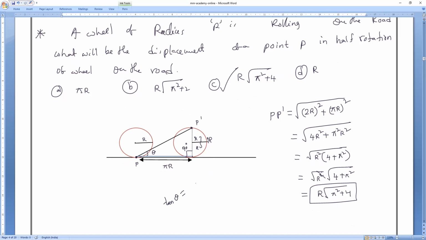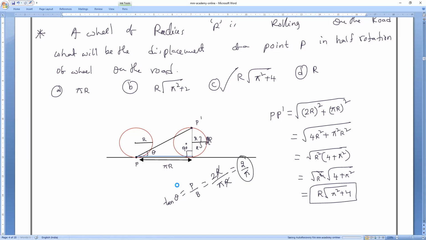What does tan theta mean, guys? Perpendicular divided by base, that is the adjacent side. So how much is the perpendicular side? Perpendicular side is 2R, divided by the base, which is pi R. So what is theta equal to?